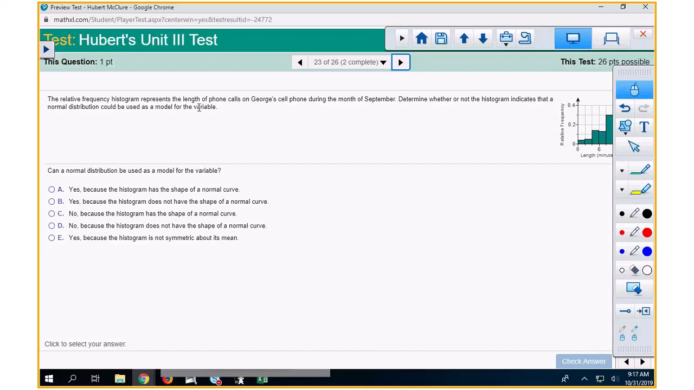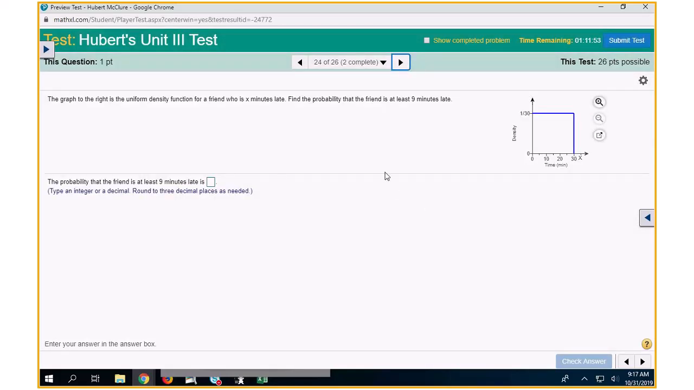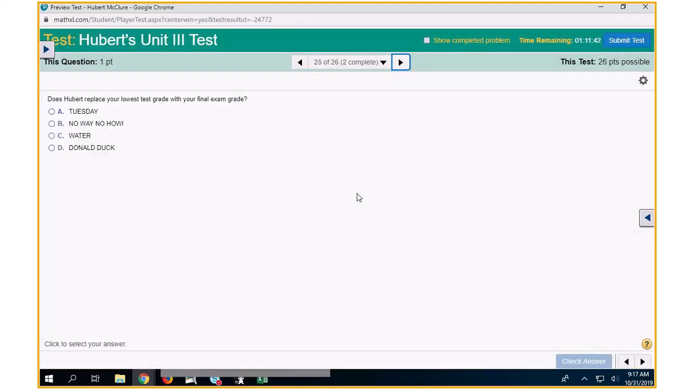A relative frequency represents blah, blah, blah. Determine whether or not the histogram indicates that a normal distribution would be used as a model. I don't think so. Let's look at it. That doesn't look like a normal distribution. That looks skewed left, so whichever one says skewed left. Well, you've got to use your Philadelphia lawyer to decide which one it says. Okay, uniform distribution. We did one like that.